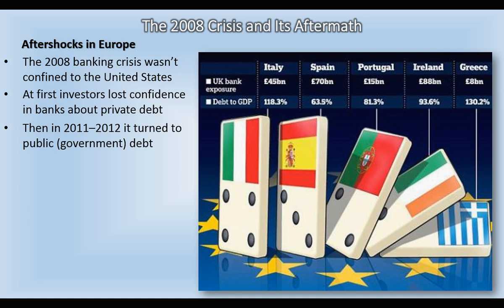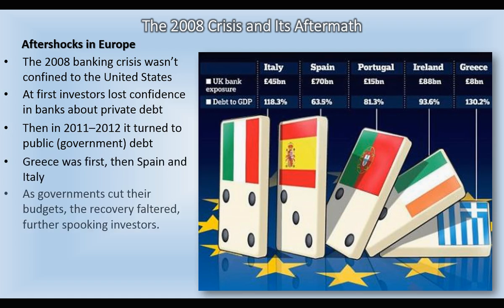And so as a result of that, they had to start paying really high interest rates on those bonds, which then put them into even more dangerous territory because they had to borrow more money in order to pay not only their normal fiscal needs, but also that extra interest that they are now having to pay on the bonds. So Greece was the first, then Spain and Italy. As governments cut their budgets, the recovery faltered, further spooking investors.